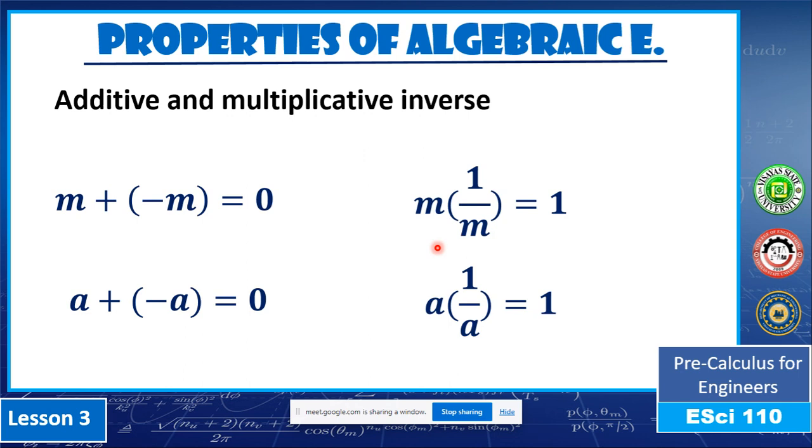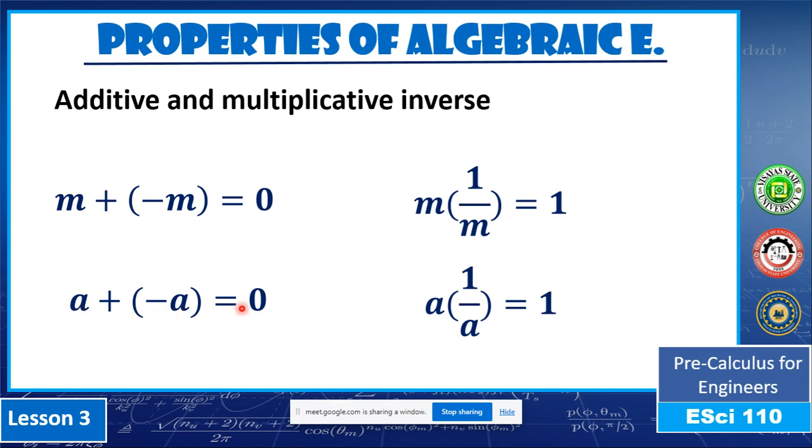Ganon. So, next, we have additive and multiplicative inverse. So, for the additive inverse, this is just the opposite of addition. So, if you are going to find the additive inverse of m, the opposite of m is negative m. So, if you're going to add the additive inverse of a number, ang result niya ay 0. And another thing, kaning a, ang additive inverse niya is negative a, so the result would be 0.